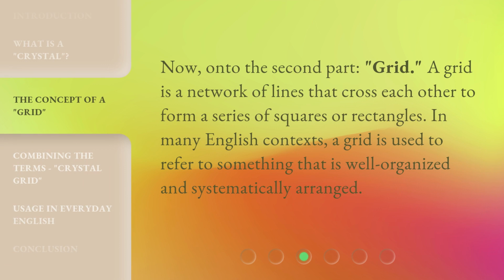Now, on to the second part, grid. A grid is a network of lines that cross each other to form a series of squares or rectangles. In many English contexts, a grid is used to refer to something that is well organized and systematically arranged.